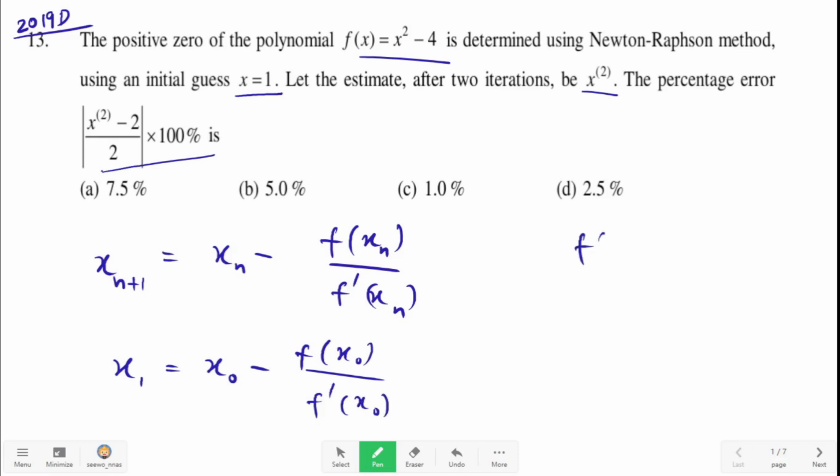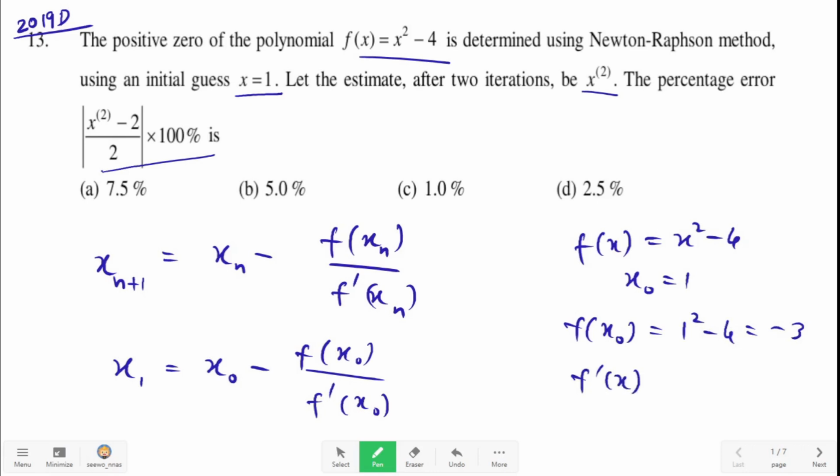Now f(x) is given to be equal to x² − 4. The initial guess is x0 = 1. Therefore f(x0) = 1² − 4, which is −3. And f'(x) = 2x, so f'(x0) = 2 times 1, which is 2.